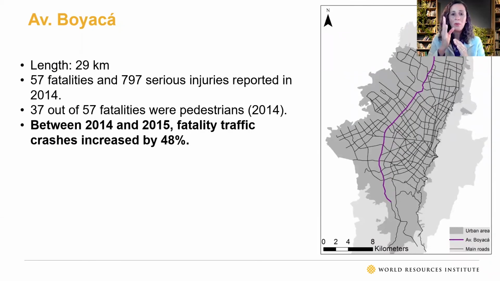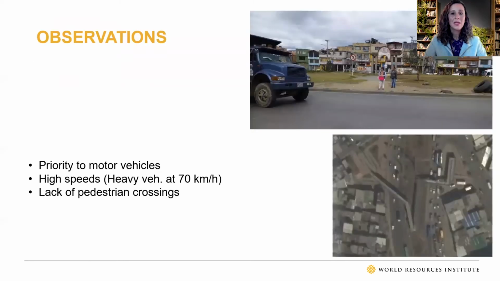This is one of the most dangerous, if not the most dangerous, arterial roads in Bogota. It's called Avenida Boyacá, with 29 kilometers from north to south. It presented 57 fatalities a year in 2014, plus almost 800 serious injuries. 37 of them were pedestrians, and this situation was just worsening. By 2015, the number of fatalities had increased almost 50%. So the city decided to take action.